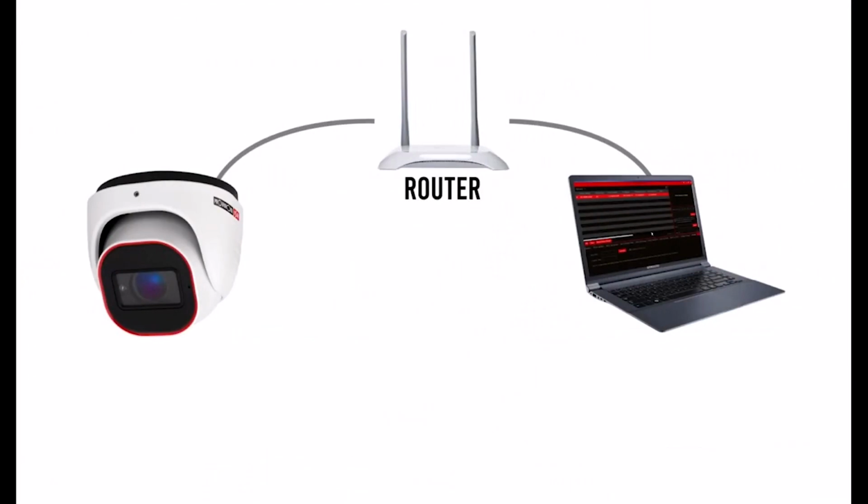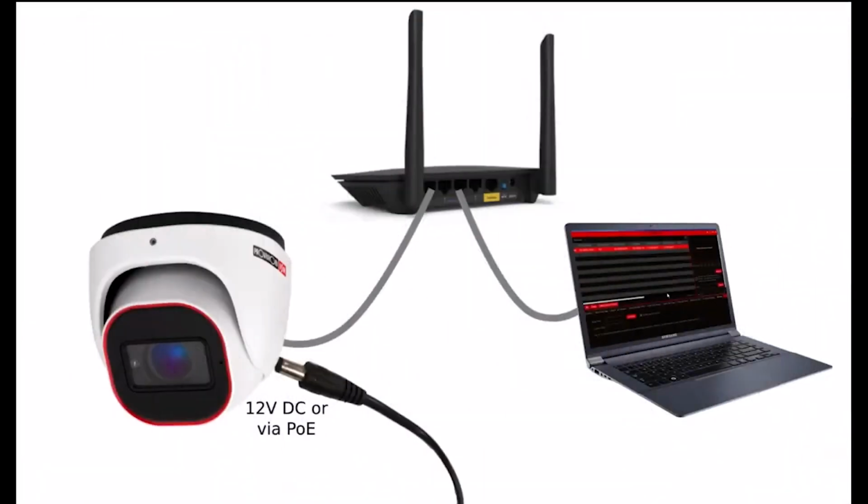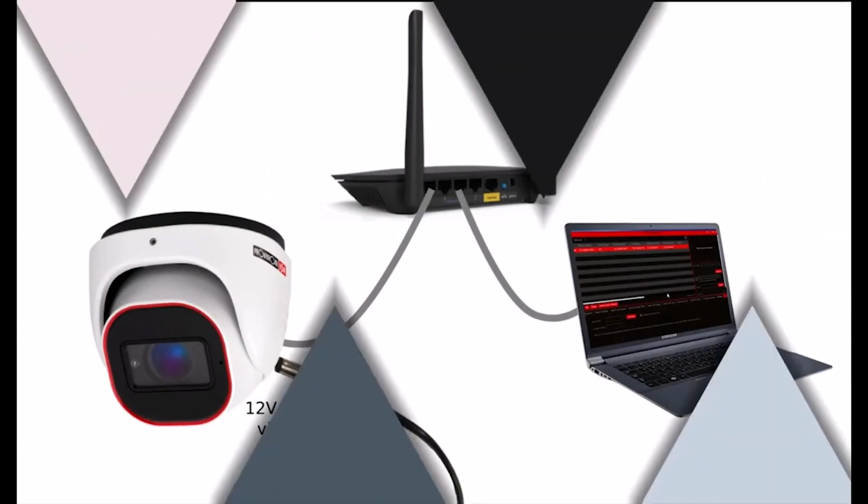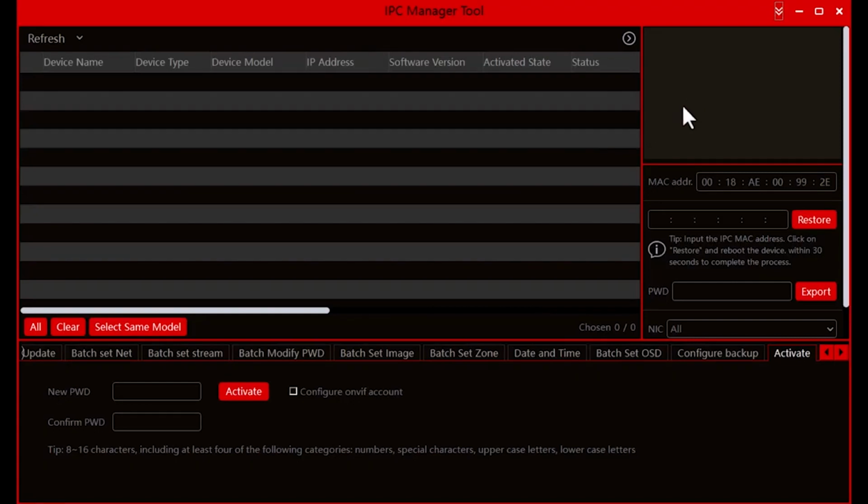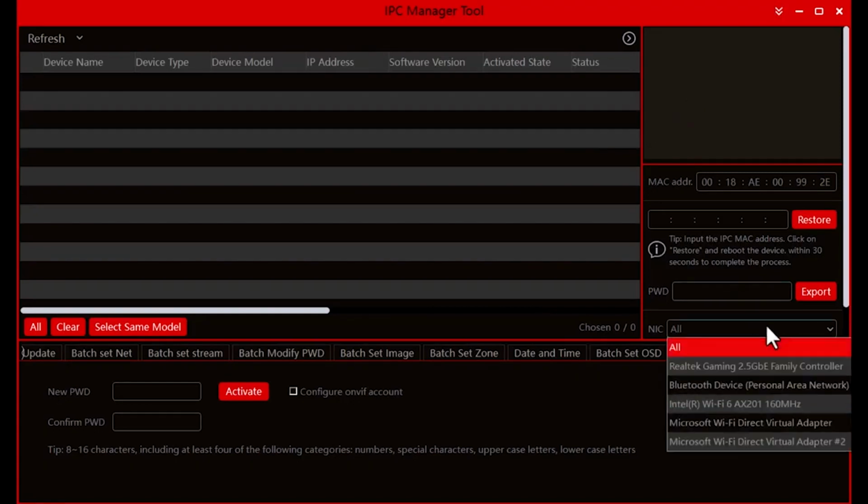In this video, we will demonstrate a scenario in which both our computer and the camera are connected to the router. Now, let's connect the camera, which we took out of the box for the first time, to the power supply and to the network cable. Before we start, to avoid problems accessing IP cameras, make sure we use the All setting, so that we can scan the network through all the network cards of our computer.